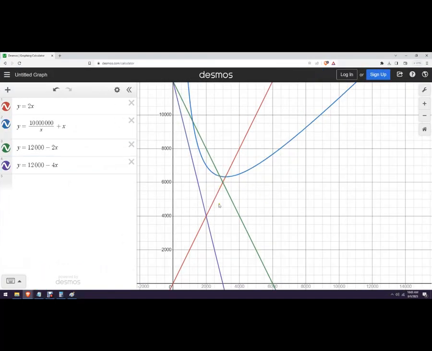You could do this algebraically. You just set this equal to the marginal cost, and then you would get the quantity, which is 3,000. And then the price has to be 6,000. So if they set the price at 6,000.